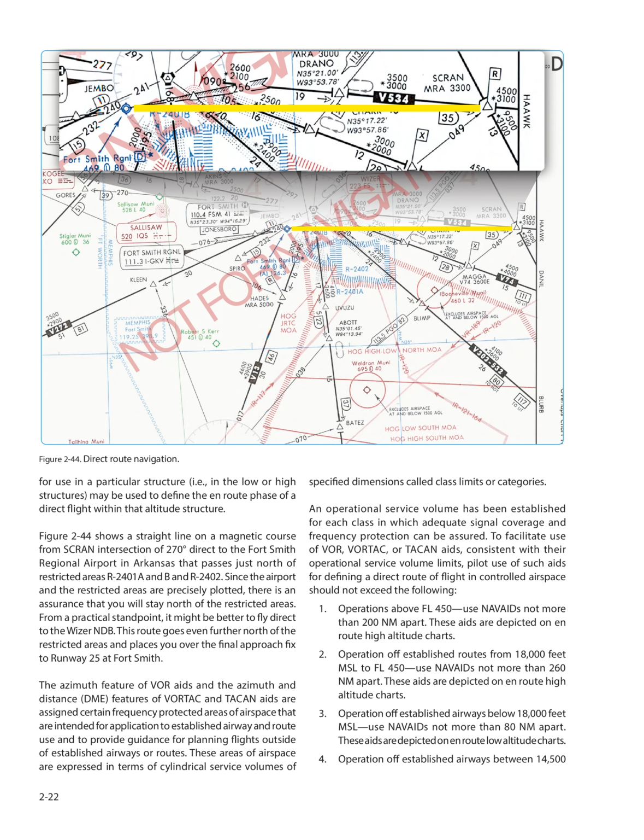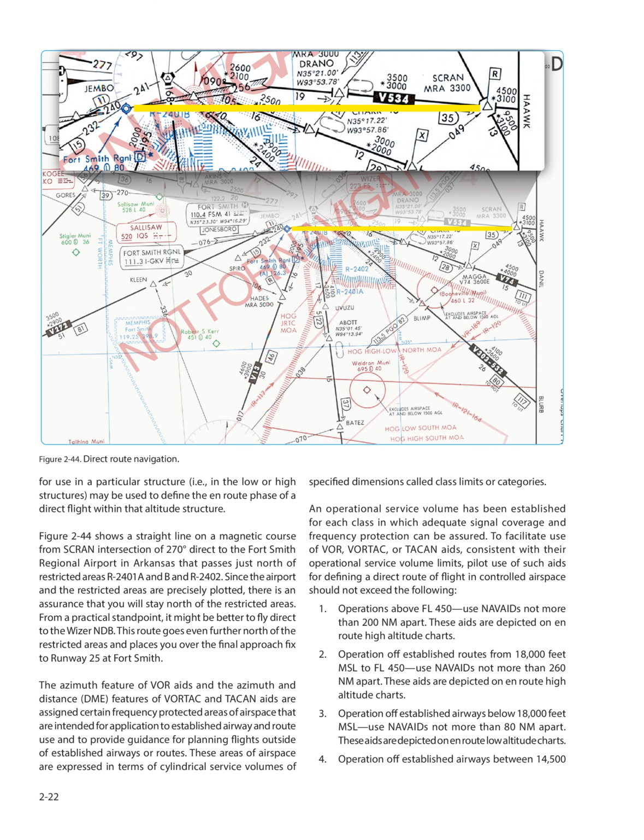Figure 244 shows a straight line on a magnetic course from Scran intersection of 270 degrees direct to the Fort Smith Regional Airport in Arkansas that passes just north of restricted areas R2401A and B and R2402. Since the airport and the restricted areas are precisely plotted, there is an assurance that you will stay north of the restricted areas. From a practical standpoint, it might be better to fly direct to the Weiser NDB. This route goes even further north of the restricted areas and places you over the final approach fix to runway 25 at Fort Smith.